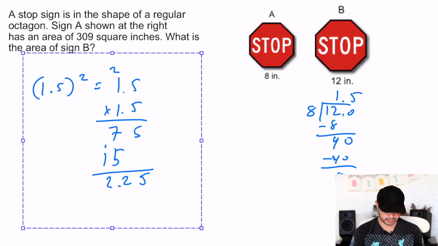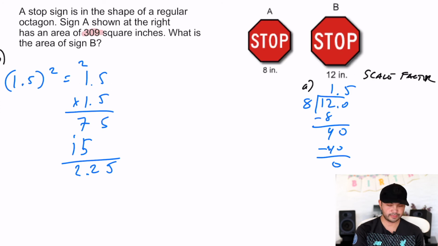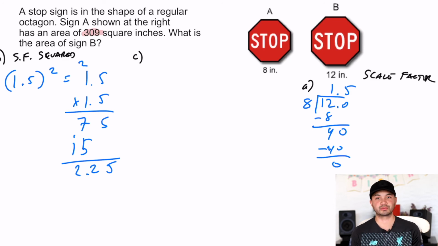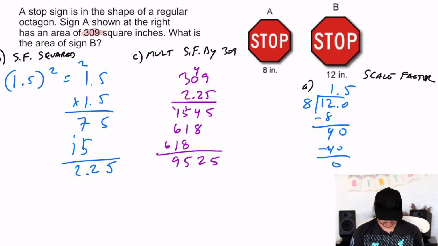So let's try to organize this out here. Stop sign A, shown at the right, has an area of 309 square inches. First I found the scale factor. Second, I found the scale factor squared. And then now I'm going to take the squared scale factor and multiply it by 309 square units. So I'm going to multiply 309 times 2.25. Okay, so I have 695.25, and this is in square inches. So a lot of steps, but that's what you have to do to find the new one.